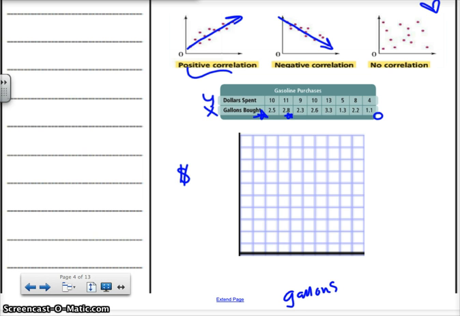Then we get 0.25, this would be 0.5, 0.75, this would be 1, 1.25, 1.5, 1.75, 2, 2.25, 2.5. I don't include that 2.8, but I can make a good estimation. Dollars that I spend goes up to 11. I'm going to just scale it by ones, and that way I can go a little bit off the chart for 11.